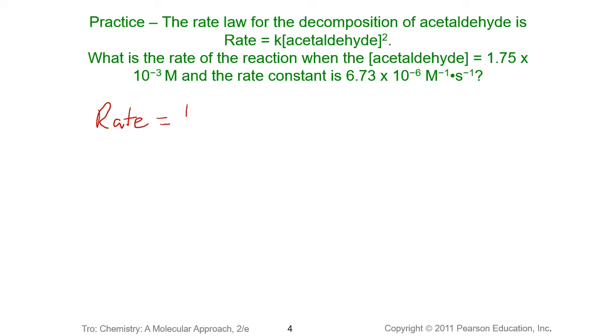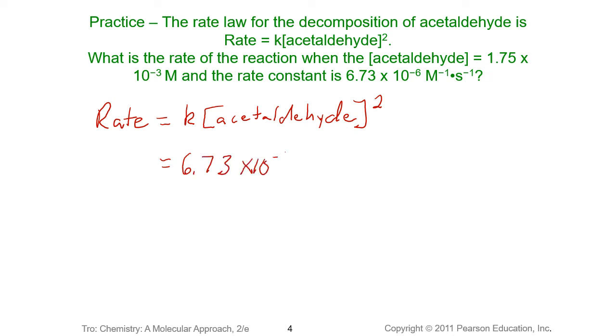Our rate law is equal to our rate constant times the concentration of acetaldehyde to the second order, so it's squared. And so we have to plug in our numbers. We're given the rate constant. And we have the concentration of our acetaldehyde. And we do need to remember to square it.